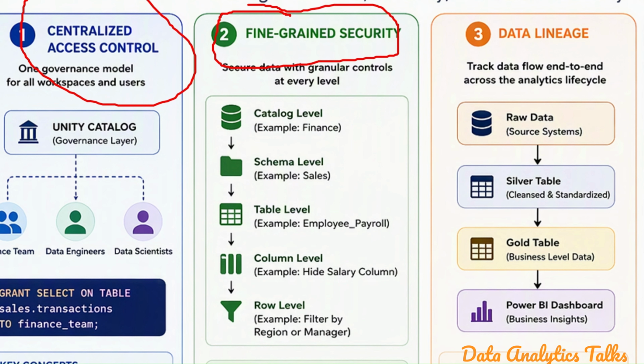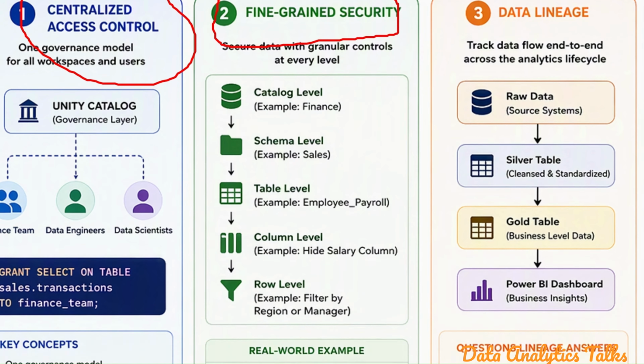This fine-grained granularity allows security controls at multiple levels. Starting from the top, permissions can be applied at catalog level, schema level, table level, column level, and row level. This gives organizations very precise control over sensitive information. For example, imagine an employee payroll table. The HR team may be allowed to see salary information for all employees. However, managers may only be allowed to see employees that report directly to them.